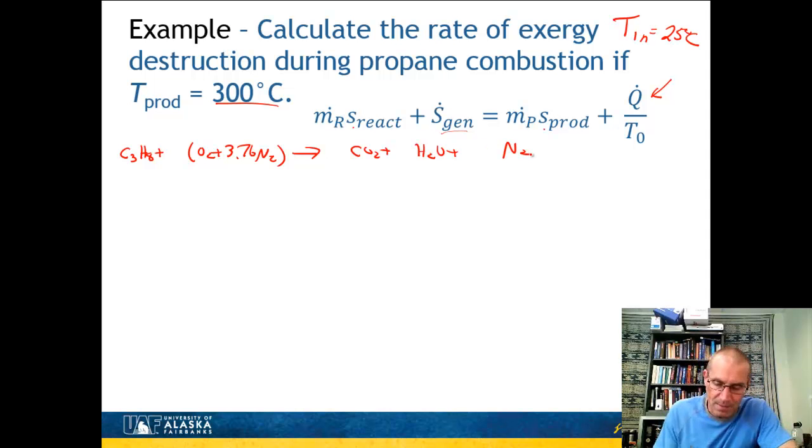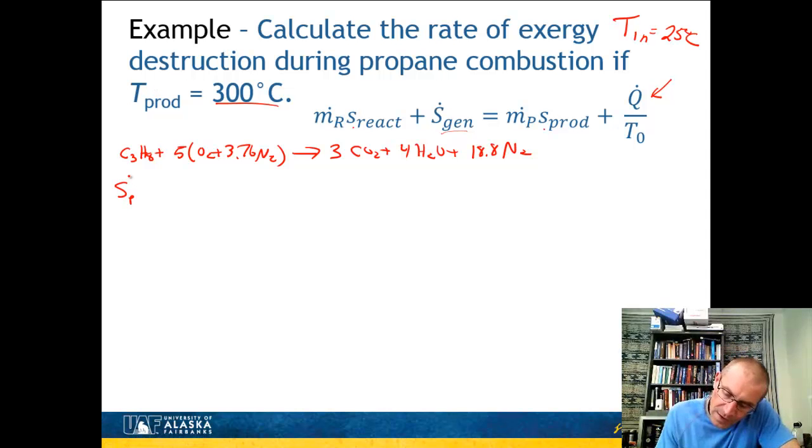And if I balance that, I have 3 carbons there. I have 4 waters there. I have 5 in front of the air. This is theoretical air. That's going to give me 18.8 in terms of the nitrogen. So there's my balanced equation. Instead of using mass flow rates, we'll just use per mole. So we'll calculate the whole thing per mole of propane that we burn, similar to what we did when we calculated our value of Q.